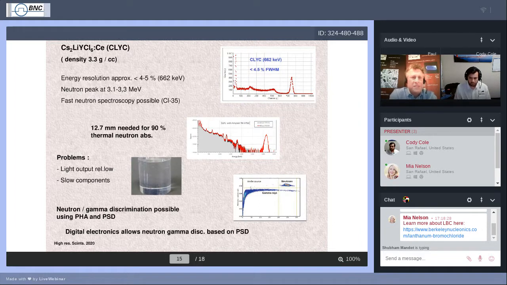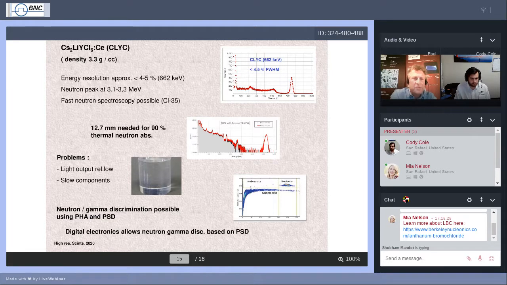CLYC, cesium lithium yttrium chloride, is also a cerium-doped material. It has a little less density than cerium bromide. Light output is significantly less than cerium bromide, but it contains lithium. And with lithium, we can detect neutrons with it because of the nuclear reaction between the thermal neutrons and the lithium. The neutron peak will appear at roughly 3.1 to 3.3 MeV. It's very sharp. We can even do fast neutron spectroscopy using the chlorine-35 interaction.